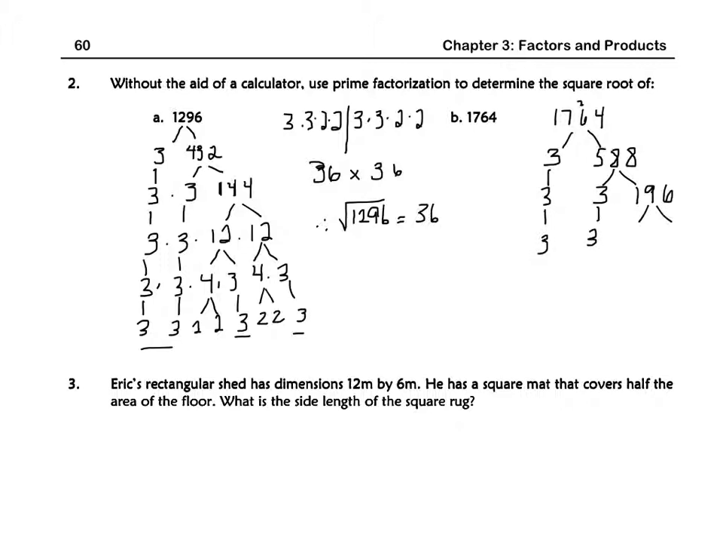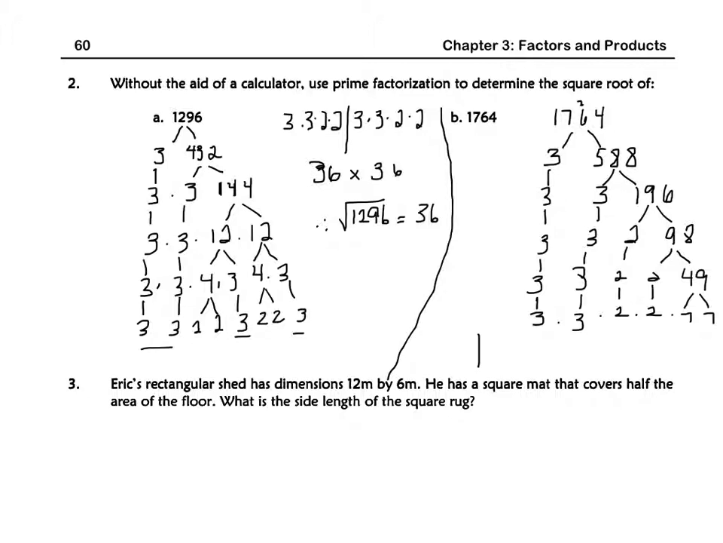And 196 is divisible by 2. 2 goes into that 9 times, with 1 left over, 98. So then we have 3, 3, 2, and that's going to be 2 times 49, which I'm just going to add one more step. 3, 3, 2, 2, and 7 times 7. So there's our prime factorization of 1764.